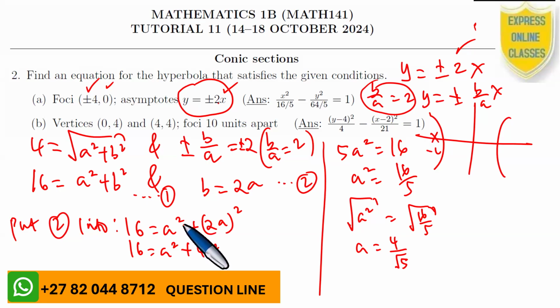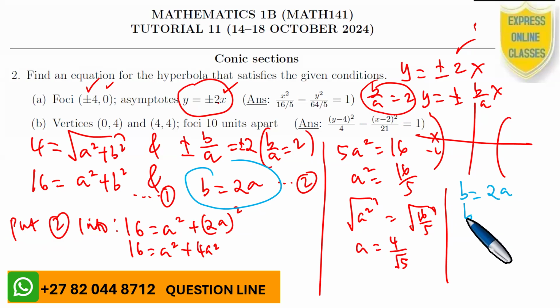So we continue. A is therefore 4 over the square root of 5. Yeah, we take positive A and the B. We've already got B equals 2A, because A and B are positive numbers, the way we started them. So now we have 2A, which is 8 over the square root of 5. 2 times 8 is 16 over the square root of 5. So we got the A and the B.